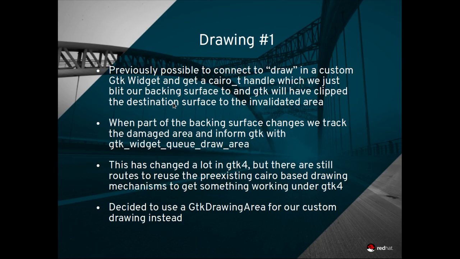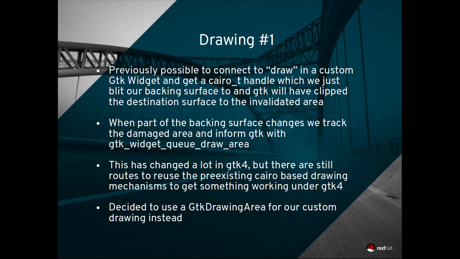Drawing. The changes in drawing are the most extensive changes versus all the other ones. In GTK3 it was previously possible to connect to the draw signal in a custom GTK widget. You get back a Cairo context, and we just blit our backing surface to that, and GTK will have clipped that destination surface to the areas that have been marked as invalid.